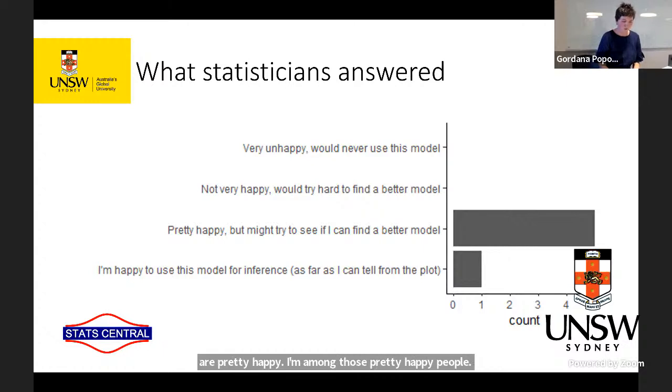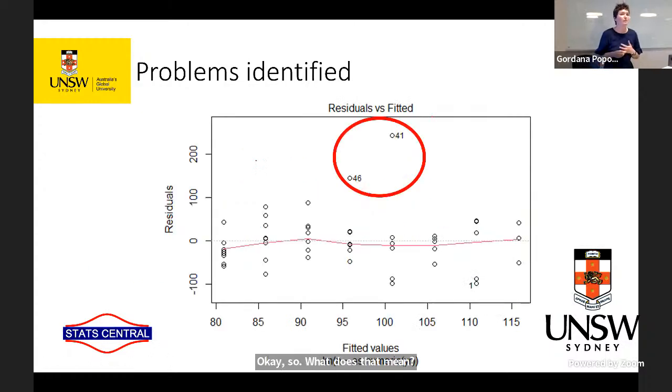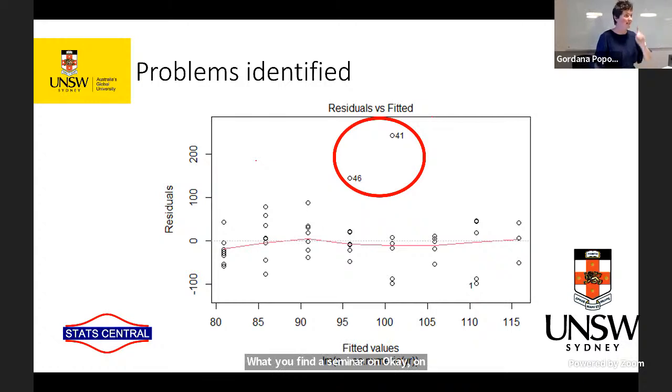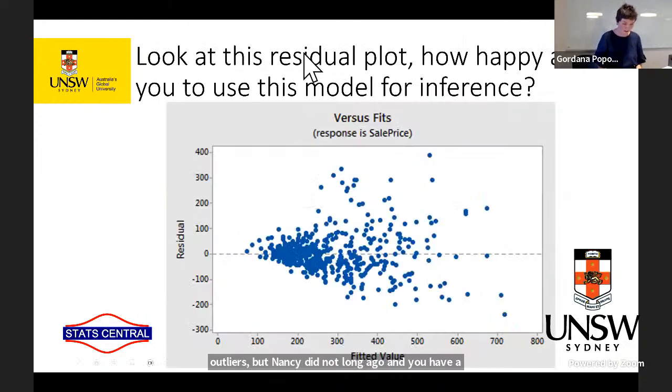Okay, so what does that mean? Well, we could, but maybe we'll just leave that until the end of the seminar. I did ask the statisticians, and they identified the influential points as the main reason. There were several reasons, but mostly these guys up here were the problem. I agree, it's not amazing, but it's good. I think that's what was reflected in the results. So what do you do with them? Well, you find the seminar on influential points and outliers that Nancy did not long ago, and you have a look at that.